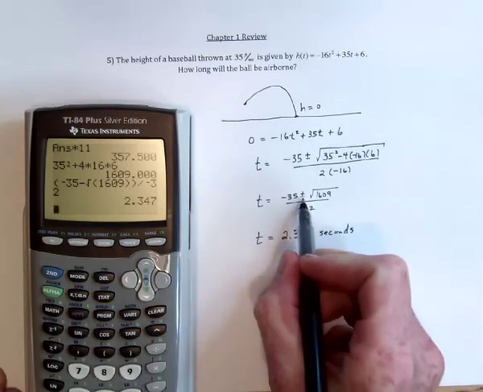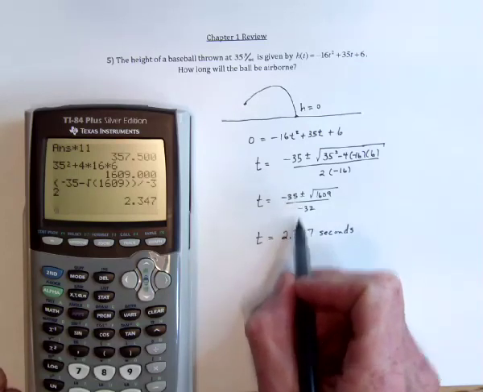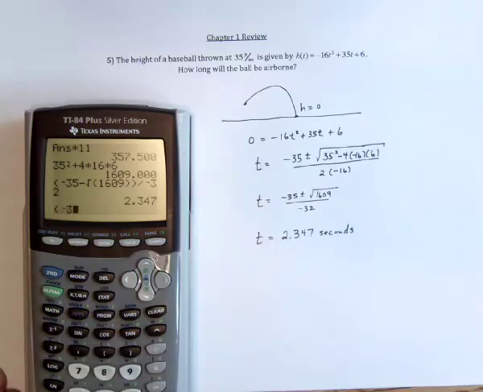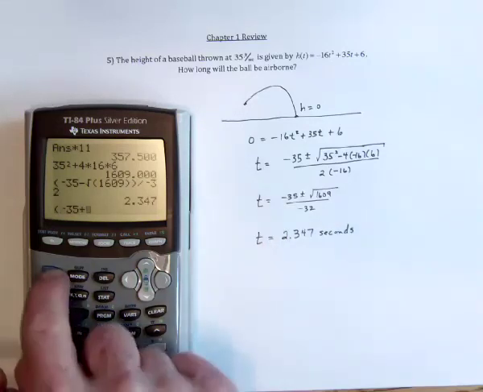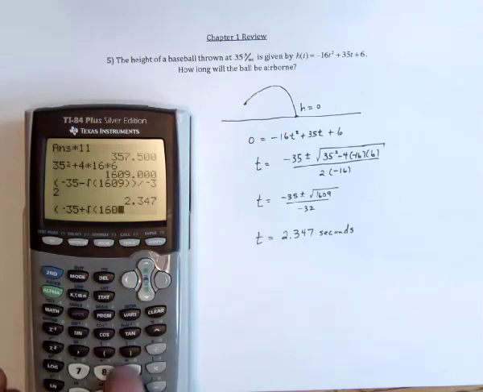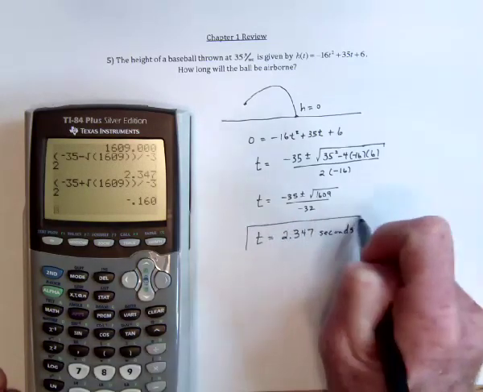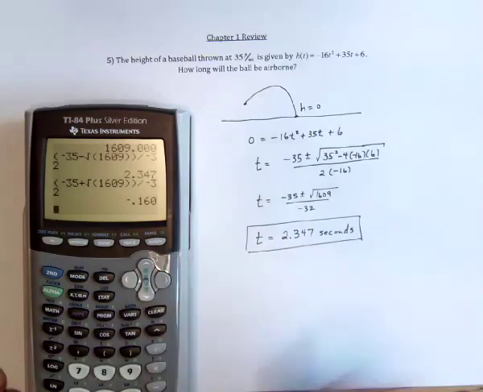Well, I used the negative there because I figured the 2 negatives on top would make a negative, divided by a negative would be positive. So I got that answer. What if I use the positive? So negative 35 plus the square root of 1609 divided by a negative 32 is negative time, which in real life we usually do not have. So there it is, 2.347 seconds.